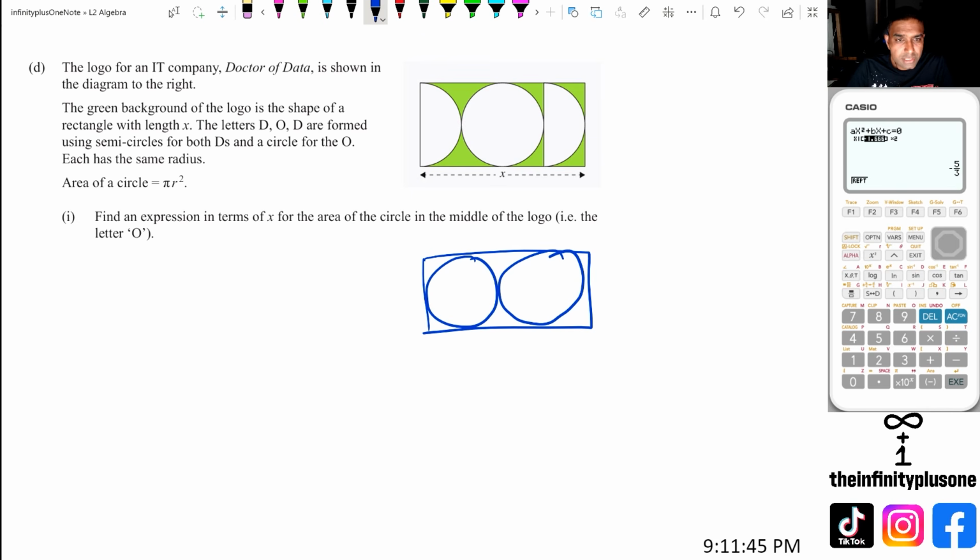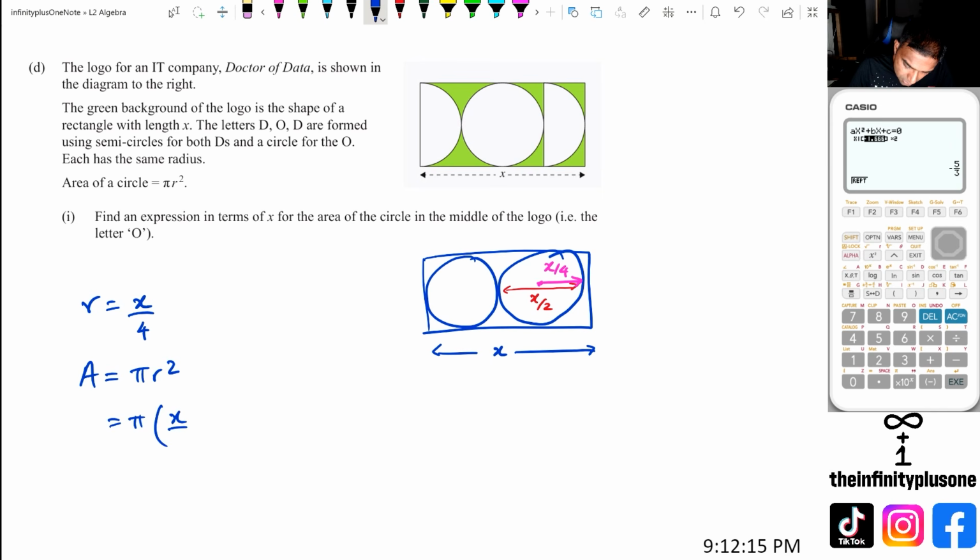Now it says find an expression in terms of x for the area of the circle in the middle of the logo. So if this entire thing is worth x, then the diameter is going to be x over 2. That means the radius of the circle is going to be x over 4. So if the radius is x over 4 and the area is pi r squared, we're going to get pi times x over 4 squared. We're going to get pi x squared over 16.